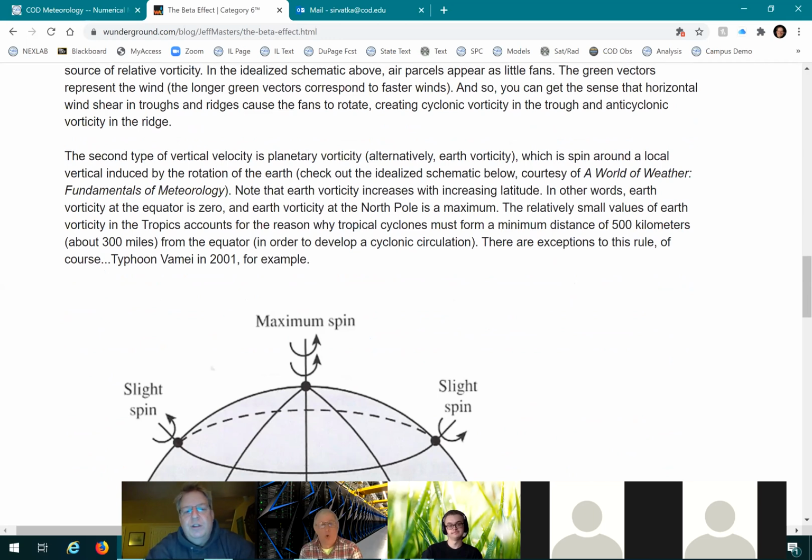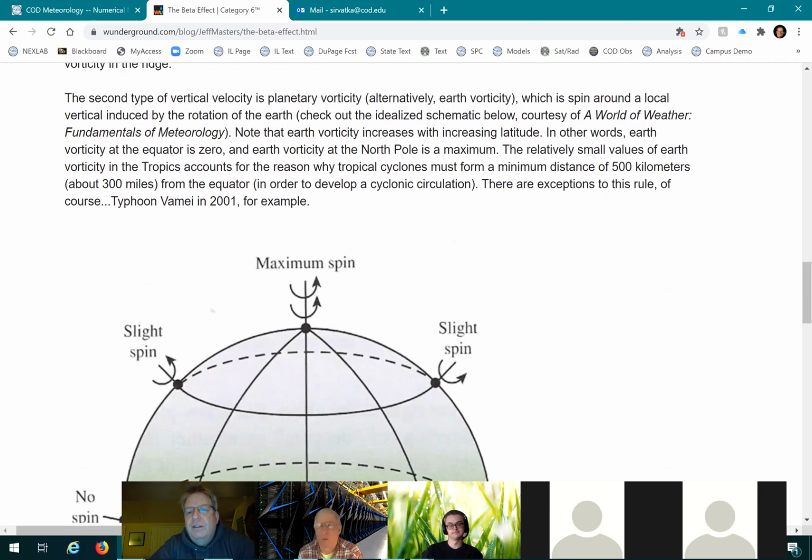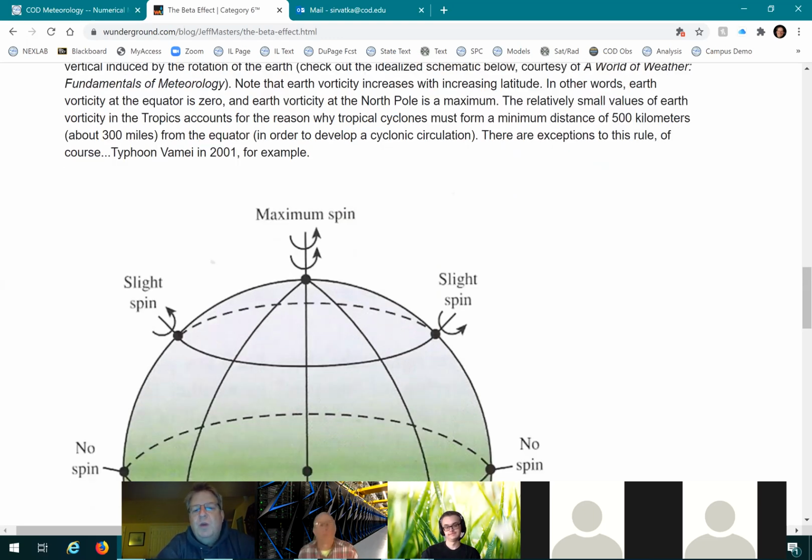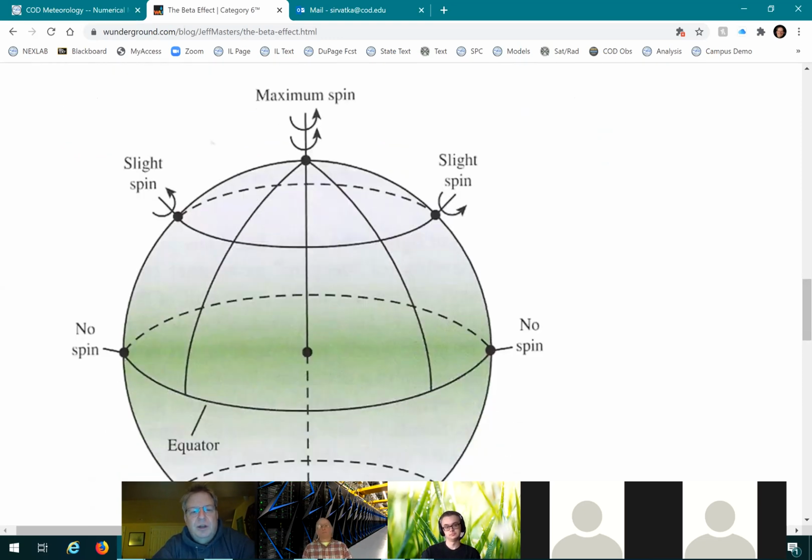Now the second type of vertical vorticity is planetary, which is the spin around a local vertical axis induced by the rotation of the Earth. Note that the vorticity increases with increasing latitude. In other words, if I look down at the North Pole, I have a much higher circulation the further to the north I have. Does that make sense to you? Yep, because I'm traveling less distance. Spin, right? The relatively small values of Earth vorticity in the tropics account for the reason why tropical cyclones must form a minimum of 500 kilometers from the equator, for the most part.